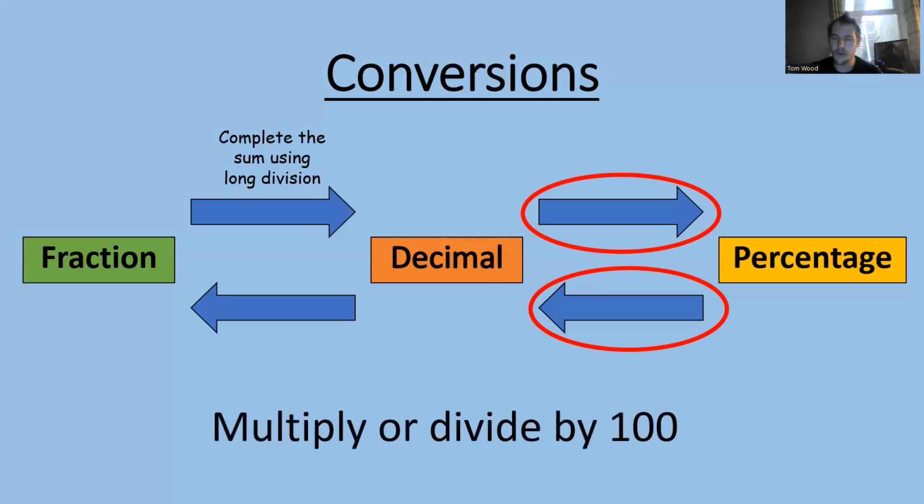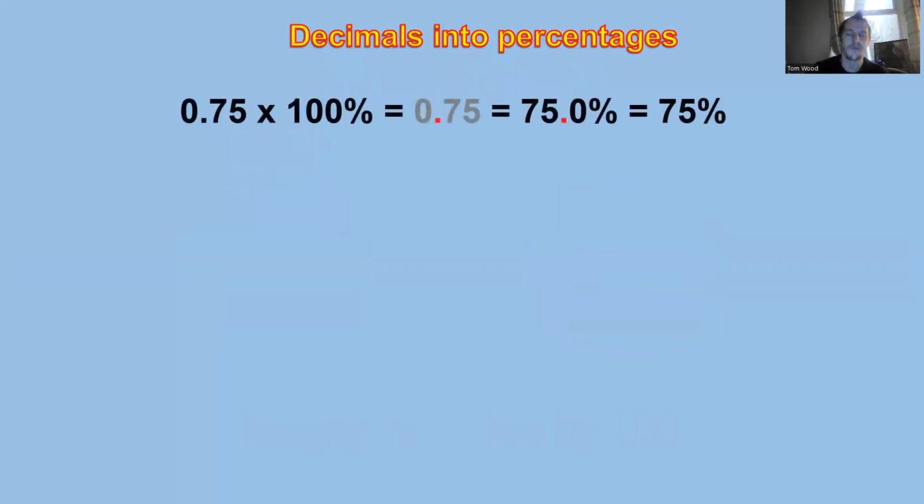So all we have to do here is multiply or divide by 100. We've learnt this skill previously when we were looking at our percentage lesson itself, but again, it comes up in metric conversion. It will come up in normal conversion here. It's a very, very useful skill. So to switch from a decimal to a percentage, it's just a case of multiplying or dividing by 100.